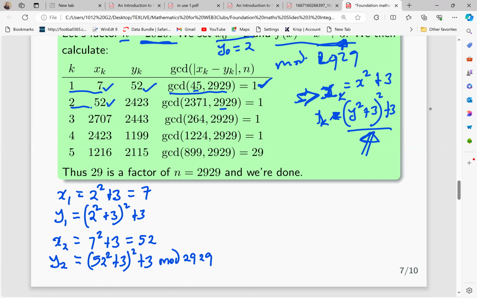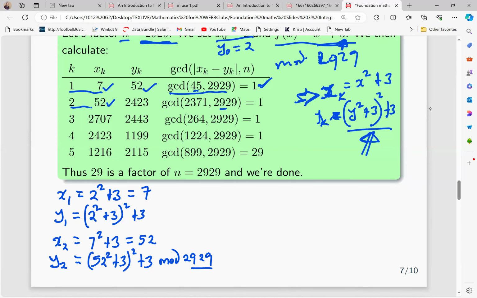Calculator here. Okay, 52 squared is 2707. 2707 is less than this, so I can proceed. I can add 3 to it and get 2707.